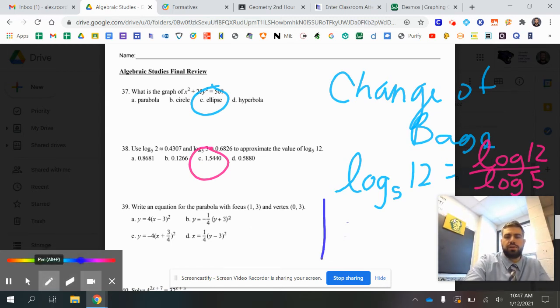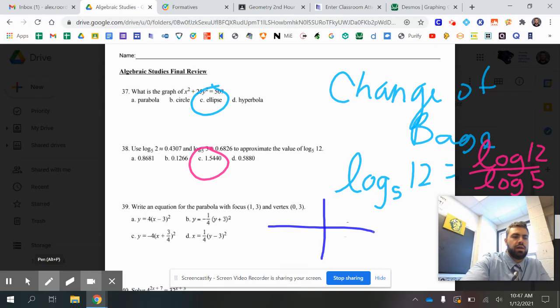Okay, so if I was going to do that, I would say, okay, so here's my graph. My vertex is at (0, 3), so right there. And my focus is at (1, 3), so right there. So really, my graph is going to look like that. So automatically, I know that this is not a regular y equals x squared type of quadratic, right? So it's not going to be A and it's not going to be C.